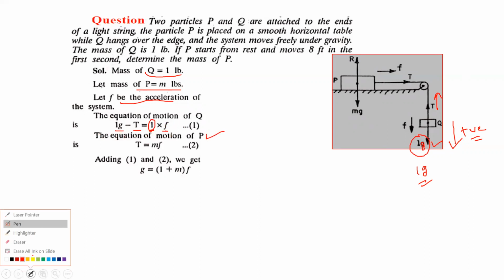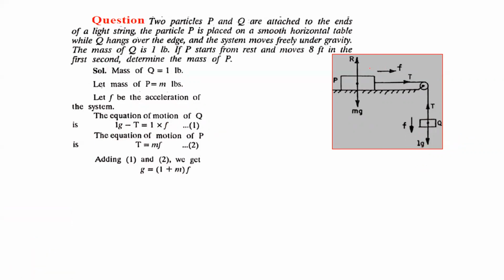And equation of motion of P is, as I have explained earlier in the article, that P is moving in horizontal direction, there is only one effective force, that is T. So T is equals to mass into acceleration, and we have supposed the mass of P as m. So adding 1 and 2, we get g is equals to 1 plus m f. ये ना दोनों ऐड कर देता जावे. So g is equals to 1 plus m f, and we have to find the value of f. So f is g by 1 plus m. So 32 by 1 plus m.